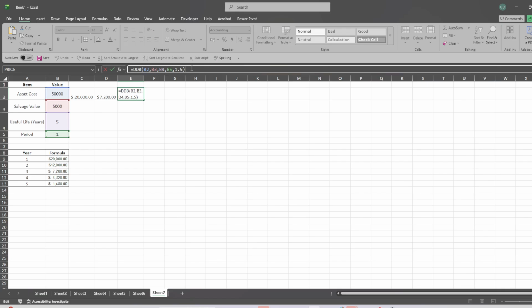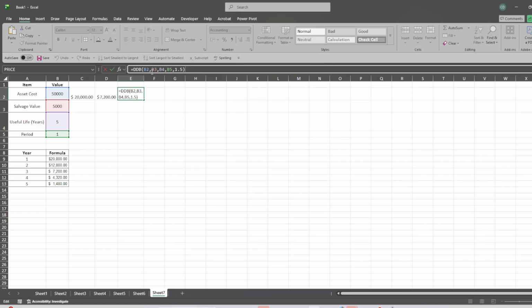It's also helpful to understand how DDB compares to similar functions. DDB is accelerated depreciation. DB uses a fixed declining balance method, and SLN calculates straight-line depreciation, which spreads the same amount evenly across each period.